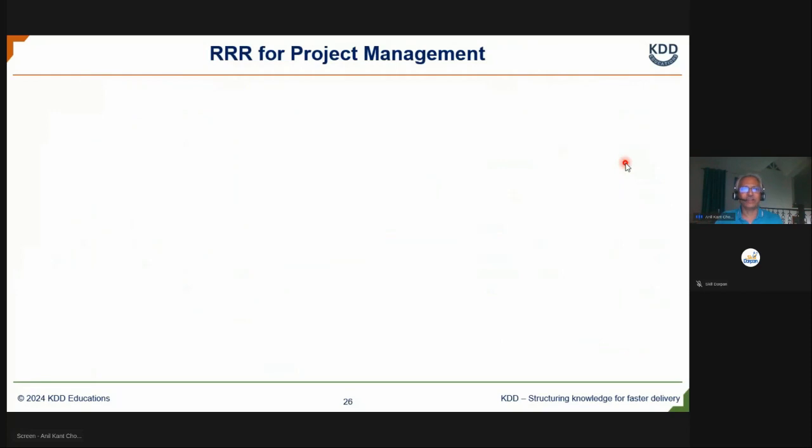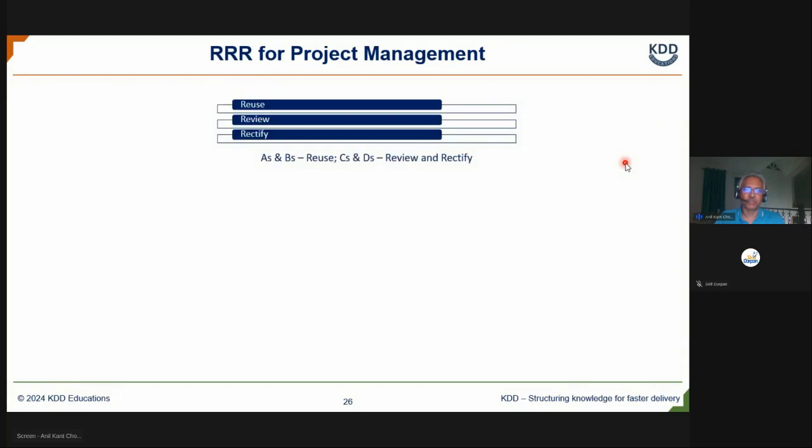And finally, for project management, it is called the RRR method for project management. R is for reuse. Throughout, we are talking about reuse, review, and rectify. So when you say A and B, that is primarily for reuse. You are pulling out information from the systems, all the structured information, digitized information. You are pulling it out.